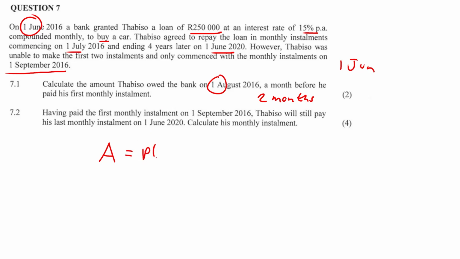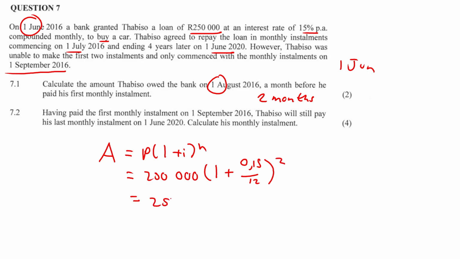So A is equal to P(1+i)^n, which is 250,000 times the bracket 1 plus, what's our interest rate? It's 15% per annum, compounded monthly, so that's going to be 0.15 over 12. There are other methods to write this, but I felt that's the most effective, and we know that it's 2 months. Plug all that into your calculator, and it will give you 256,289.06. And that is question 7.1. Please take it down. I'm going to erase it off the screen now, and feel free to pause the video and give 7.2 a try.